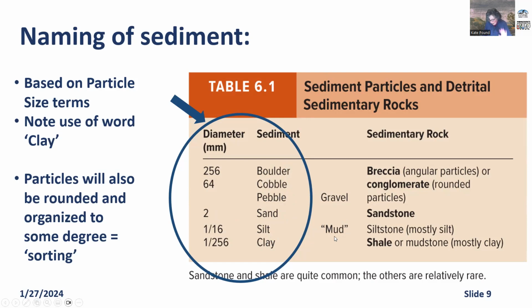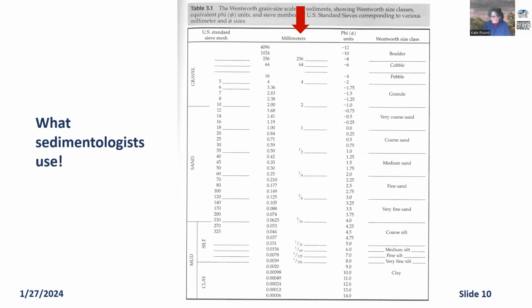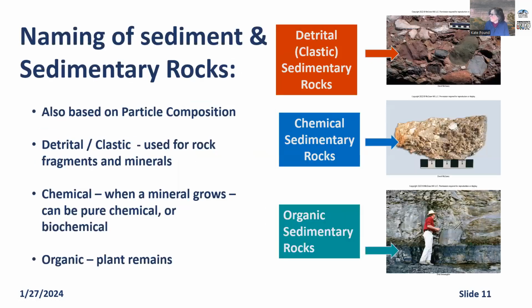So we'll be coming back to sedimentary rocks in a moment. I've just put this in. It is what sedimentologists, the people that study sediments, use for classifying sediments. There's a bit more detail in here. There's lots of different scales. The millimeter one highlighted by the red arrow is the one that you need to pay attention to if you're trying to name a sediment.